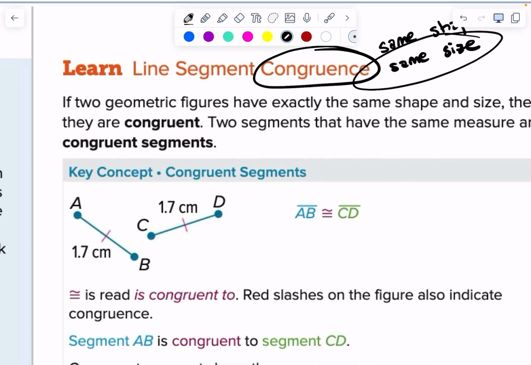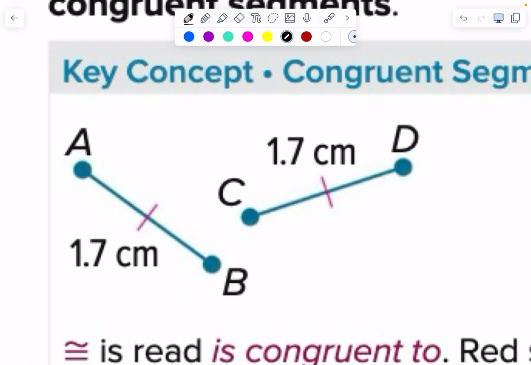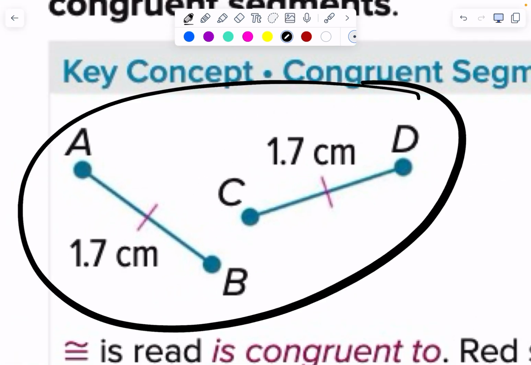Now, are you all listening? This is the notation that they will use to show you that they're the same. These two things are the same, and I know because of these little tick marks. Tick marks mean those things are exactly the same length. So if one's 1.7, the other one's 1.7.